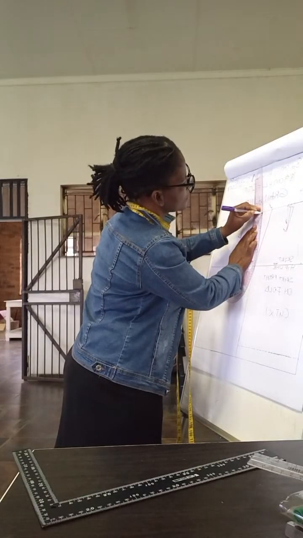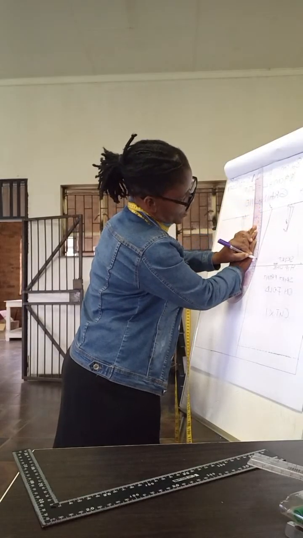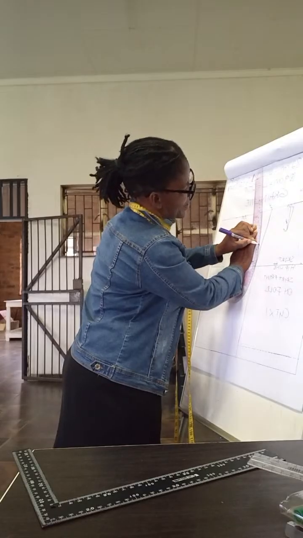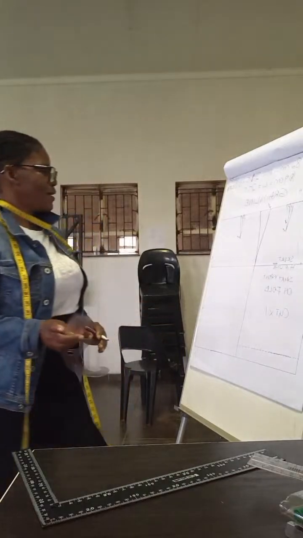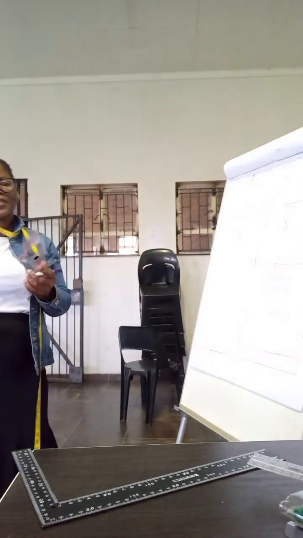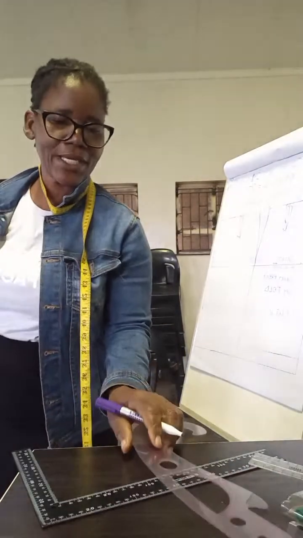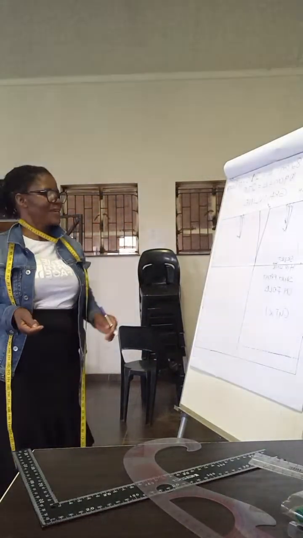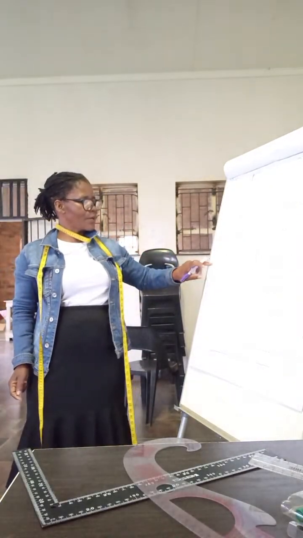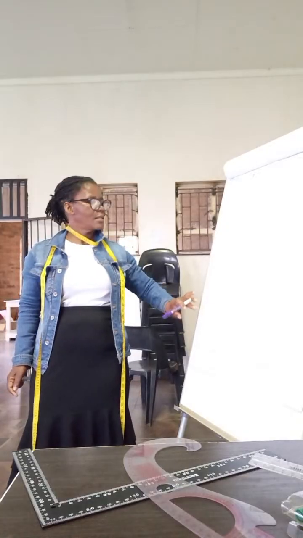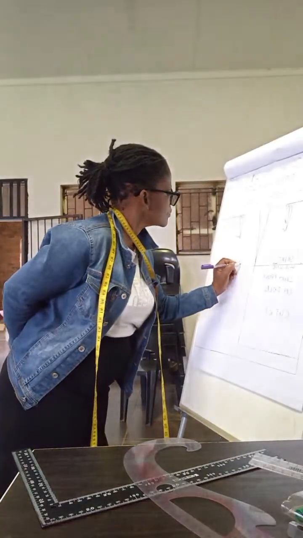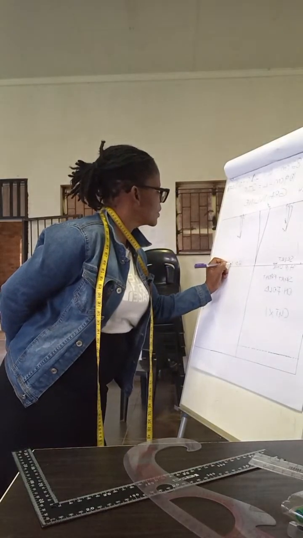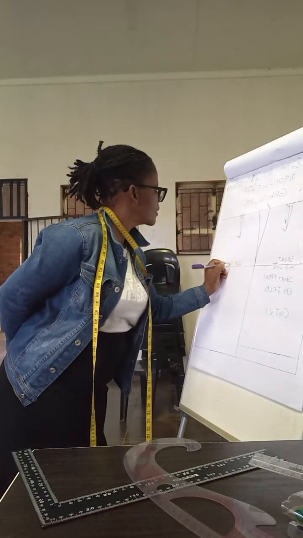Next pattern. What is this ruler called? French ruler. French curve. Oh, French curve. Now explain the hemline. Right there, your hip line, on the hip line, so that they can understand.